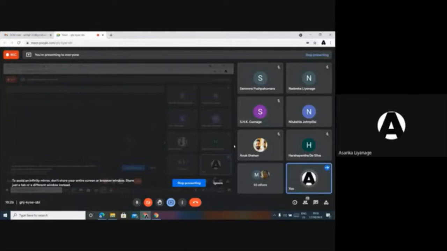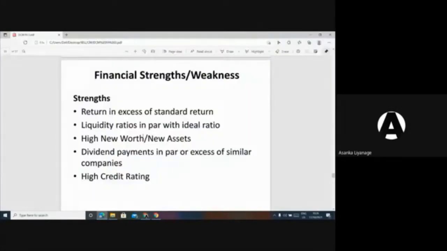Now, the important things I'm going to tell you in the balance part of the session. I won't take that much of time, but these are very important things. Once you do the financial statement analysis, you have to identify the strengths and weaknesses of this particular client by using the financial statements or the ratio calculations.